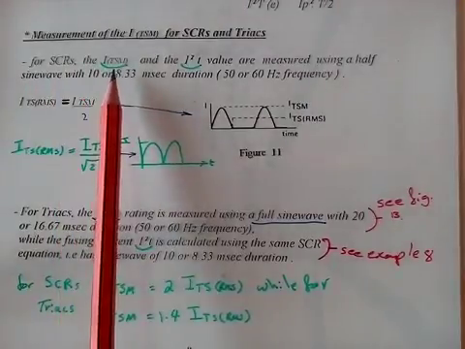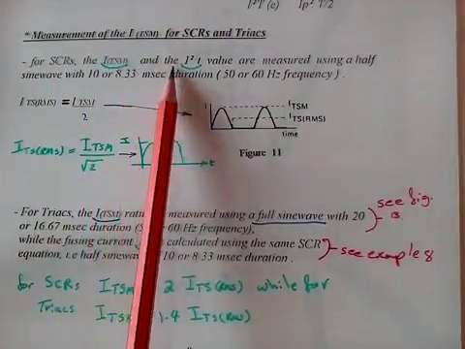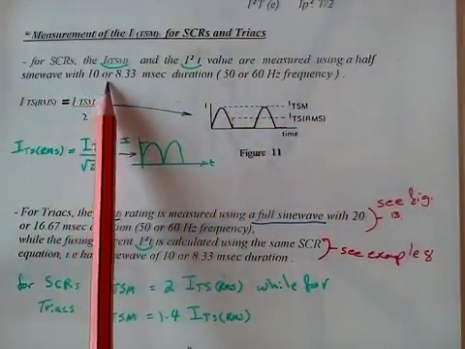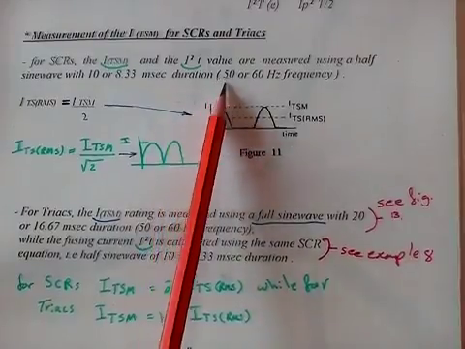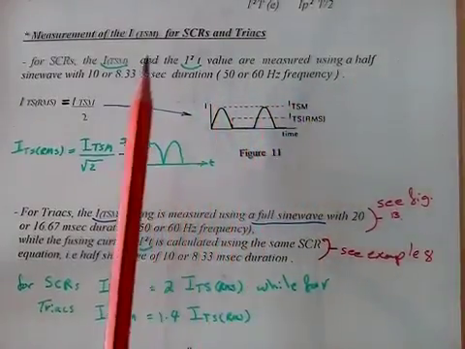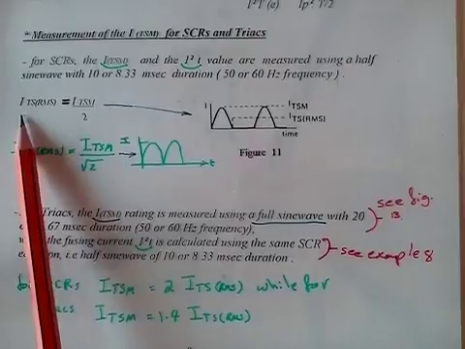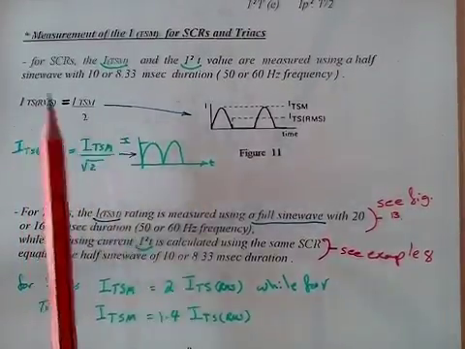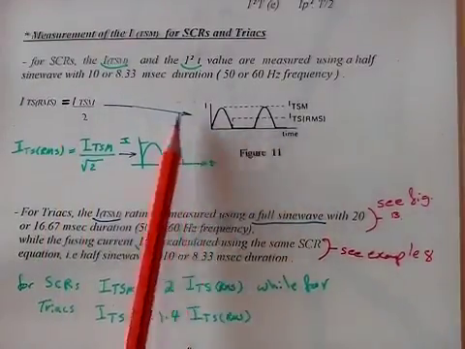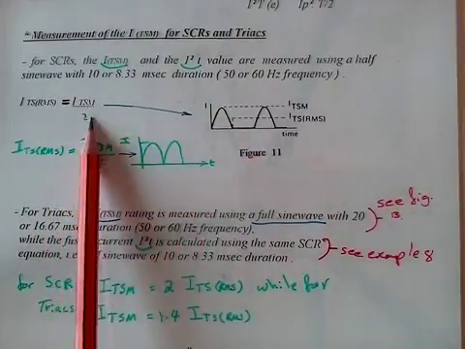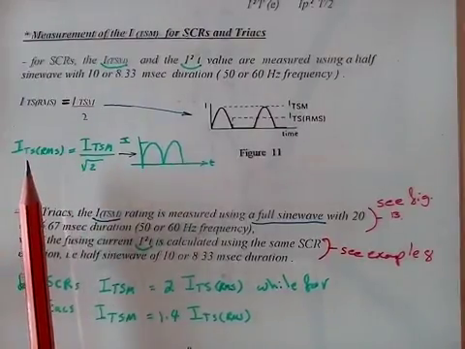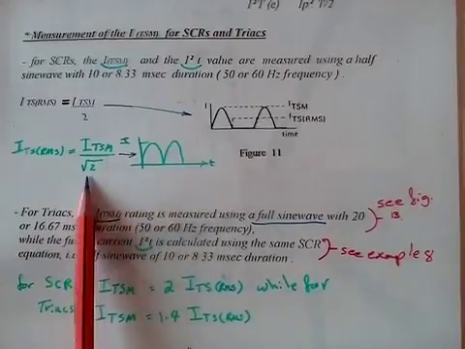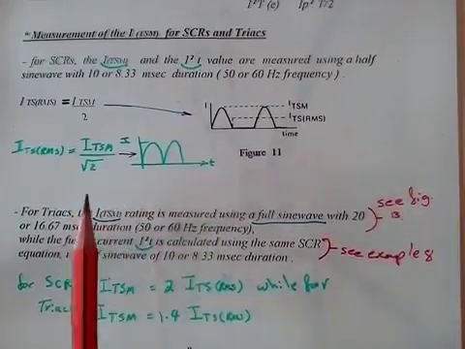For SCRs, the I surge mode and the I2t value are measured using a half sine wave with 10 or 8.33 millisecond duration, 50 or 60 Hertz frequency. The ITS in RMS, that's the I surge mode in RMS, for a half sine wave, the one we see in here, equals the I peak divided by 2. Of course, for a full wave, it would be equal to I surge mode divided by the root square of 2.